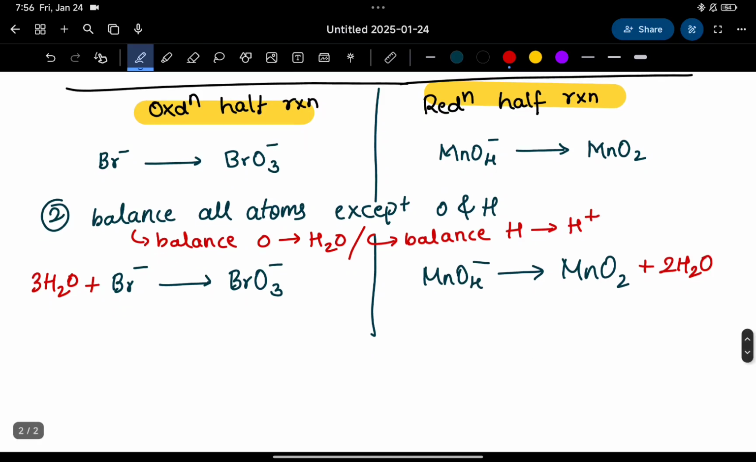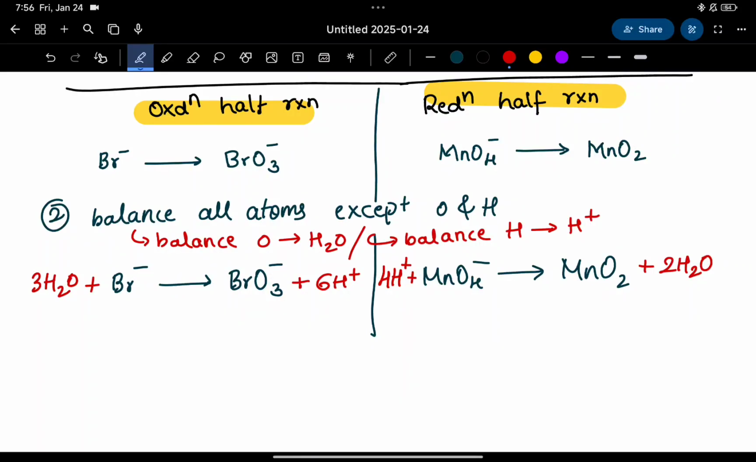Here on the left hand side we have a total of 6 hydrogens, so we need to balance it by adding 6 H plus on the right hand side. Similarly, here we have 4 hydrogens on the right hand side, so I need to add 4 H plus on the left hand side. So this balances the atoms.